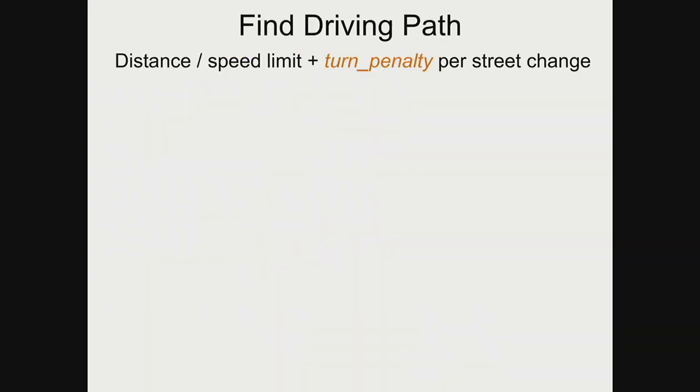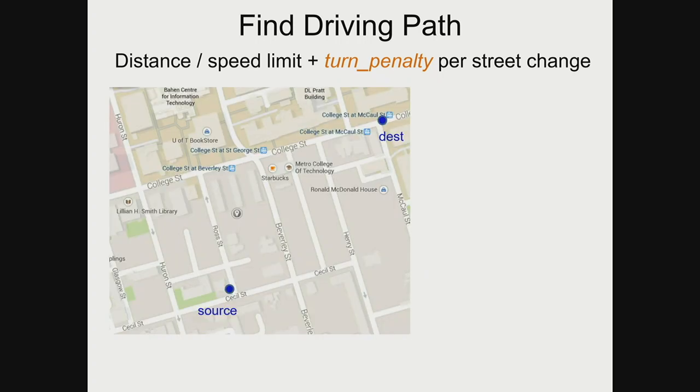Okay, so you need to find a driving path. So we need to give you the spec of what the travel time of a path is. Basically, we're going to be very optimistic about how fast you can drive in a city. You can drive the speed limit. So the first part of your travel time between 2 points is just how far you went on some street segment divided by its speed limit.